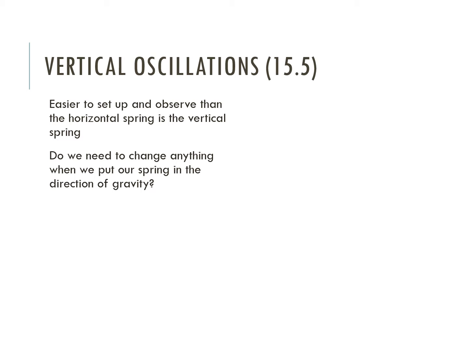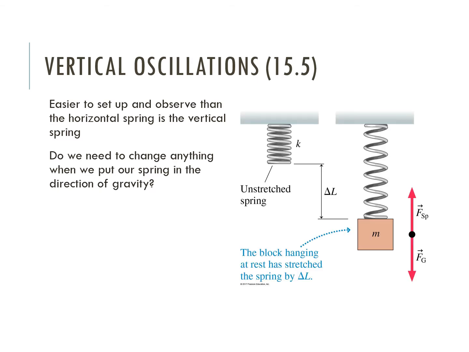Because if gravity is changing how our object moves, well, that means that maybe we need a different equation for our position as a function of time. And that's what we want to explore. Do we need to treat these vertical oscillators differently because they are moving in the direction of gravity?